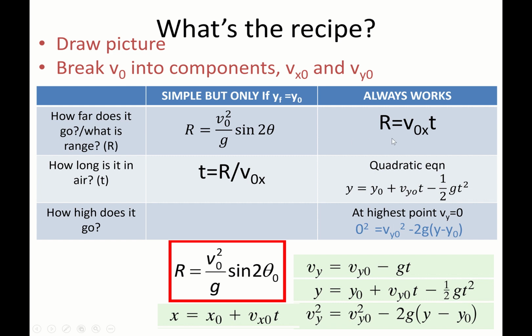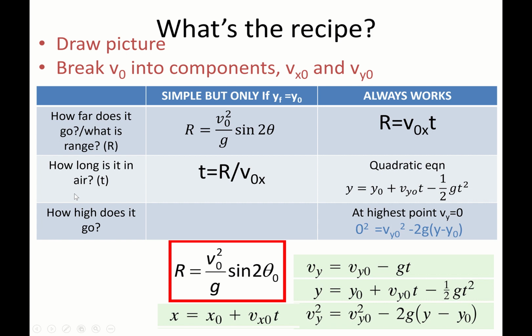If not, then over here in the last column, you have to use this: the range is the initial x velocity, which you've just found, times the time that the projectile is in the air. And so that will always work, but you have to find first how long is it in the air.